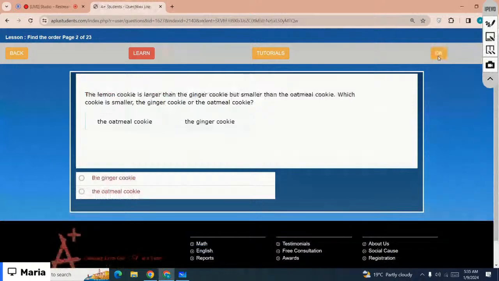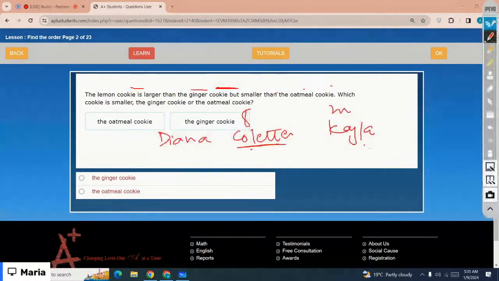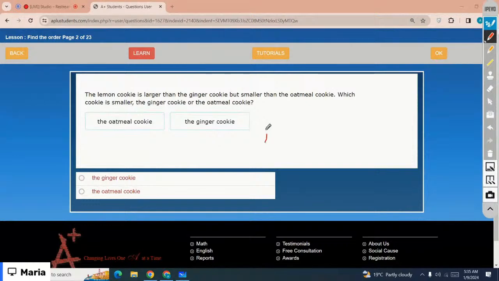Just understand the question, right? Okay, the next one: the lemon cookie is larger than the ginger cookie. Here is the ginger cookie and here is the lemon, because lemon is larger and ginger is smaller, right? But smaller than the oatmeal cookie. Whenever you have the "but," that is about the lemon cookie. That means the lemon cookie is smaller than the oatmeal.